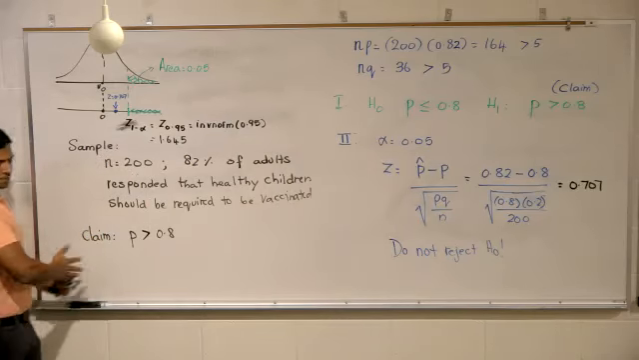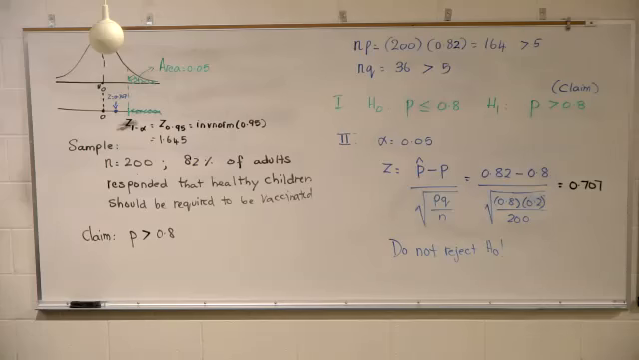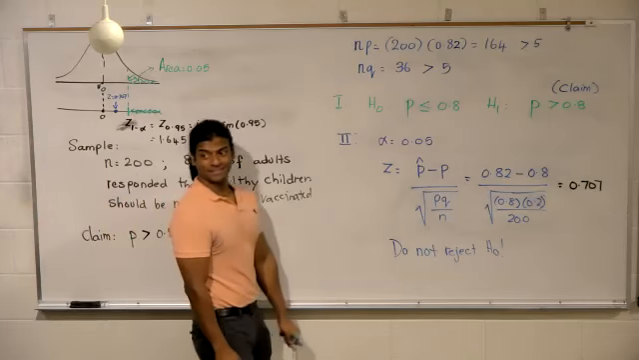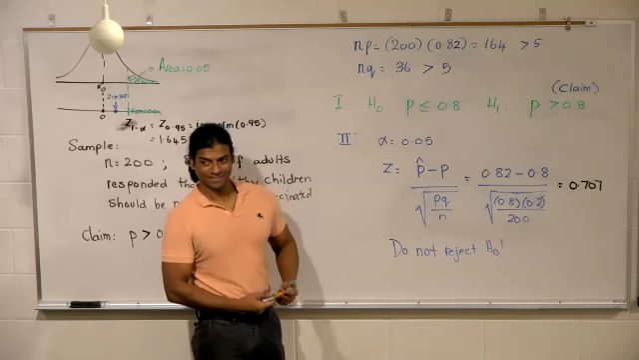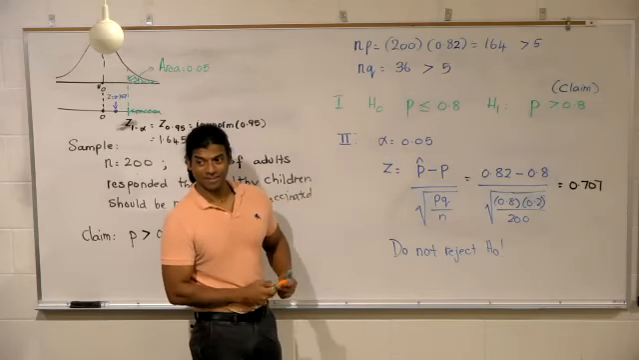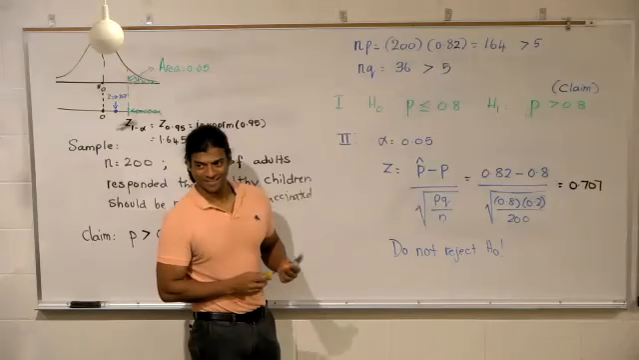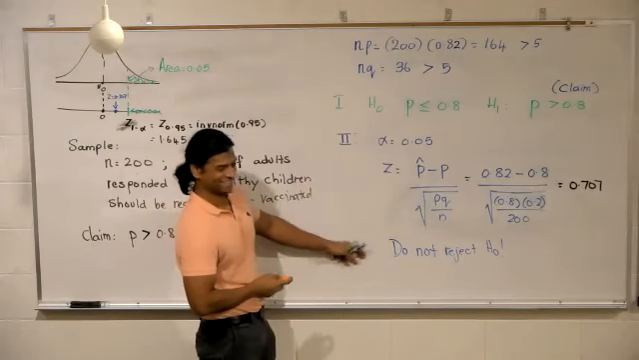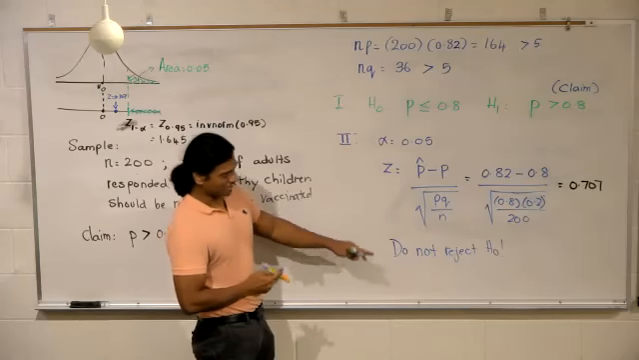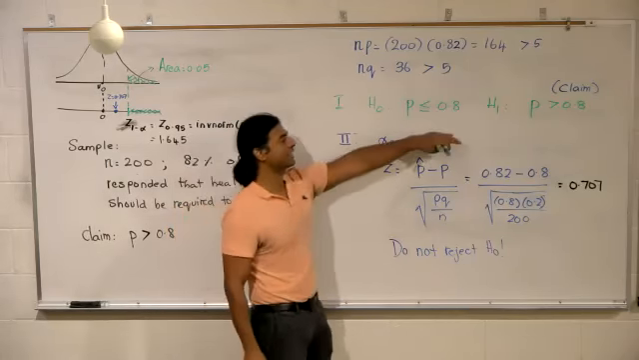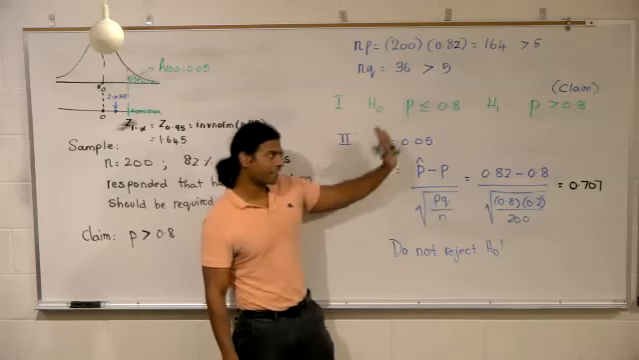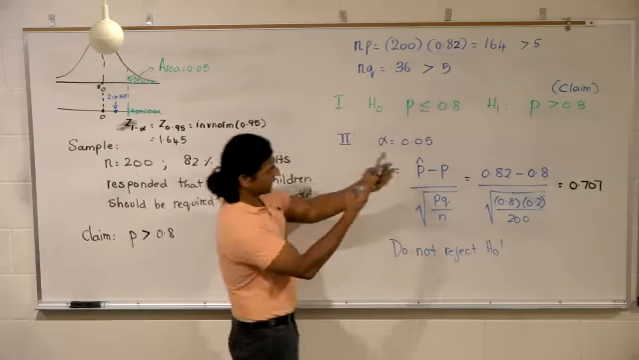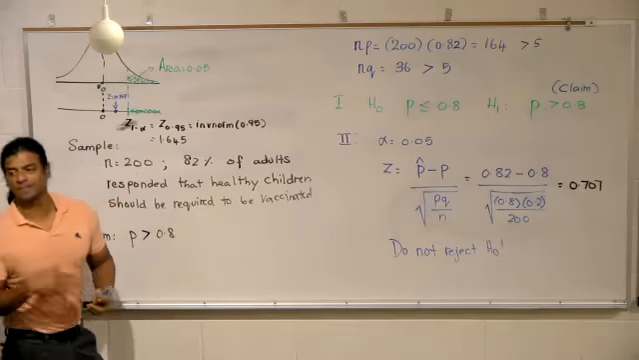Did we find sufficient evidence to support the claim? No, we did not find sufficient evidence to support the claim because we did not reject the null. So we cannot say that there is enough evidence to support the claim.